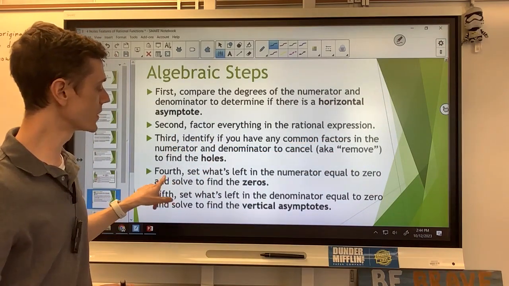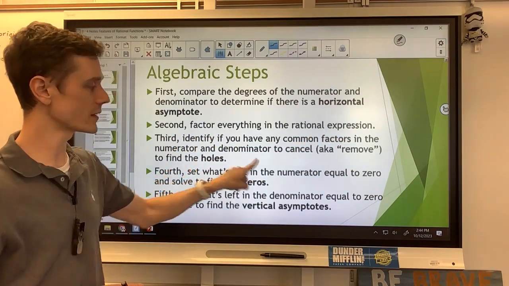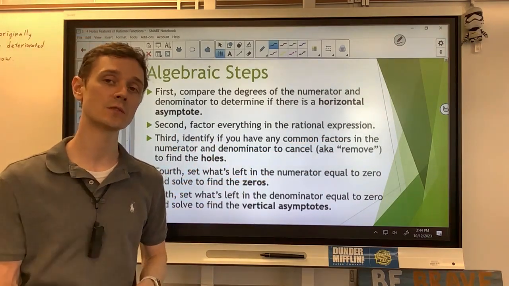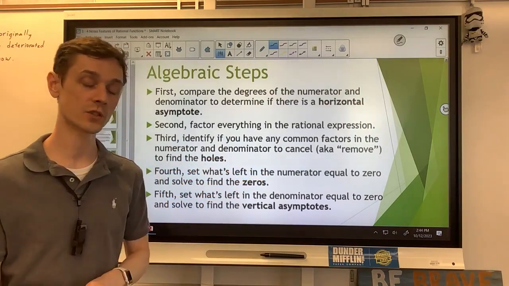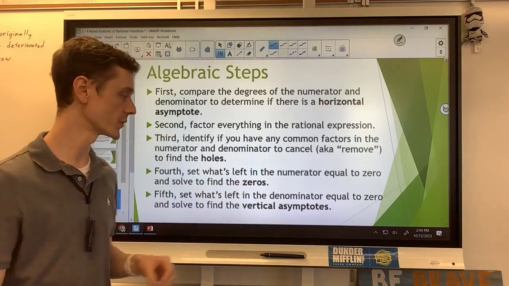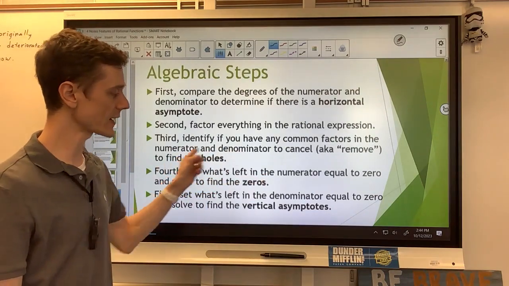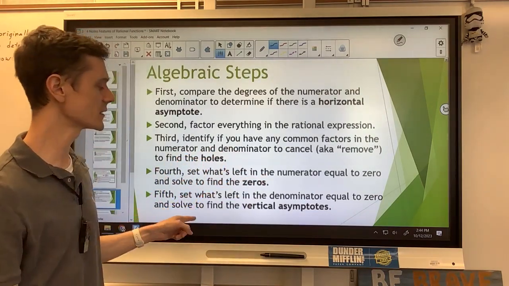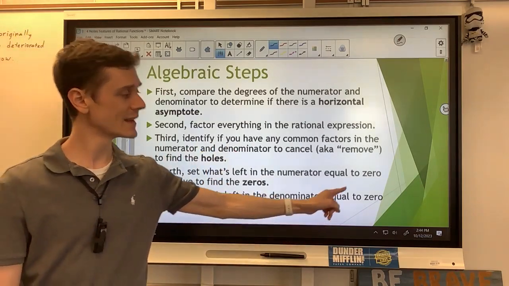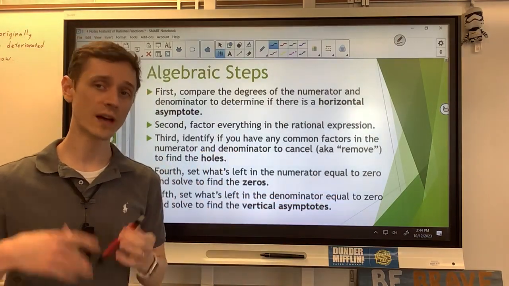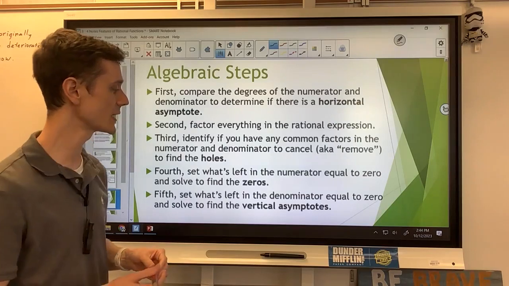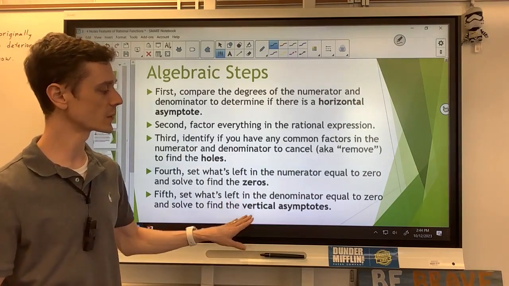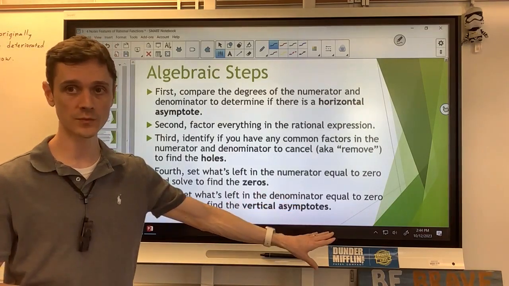After you've done the removing, I would recommend setting the numerator equal to 0. So anything that hasn't been canceled from the numerator, set any of those expressions equal to 0 and solve those factors. Those will be the x-intercepts or the zeros of the function. And then lastly, whatever's left in the denominator, now set that equal to 0. Any of the factors in the denominator that have not been canceled out, solve those by setting them equal to 0, and you'll find your vertical asymptotes that way.